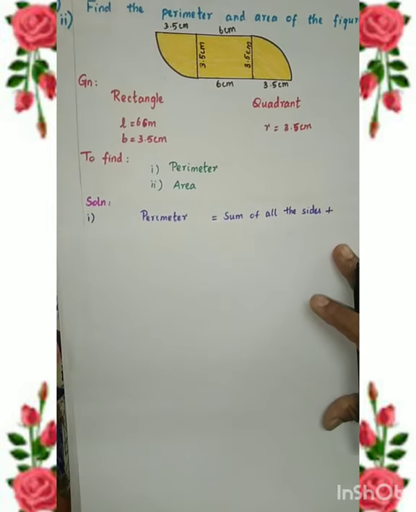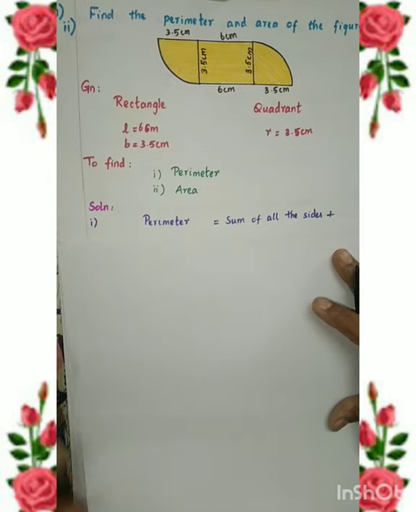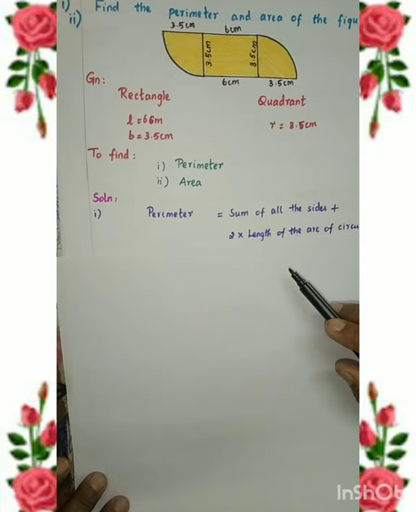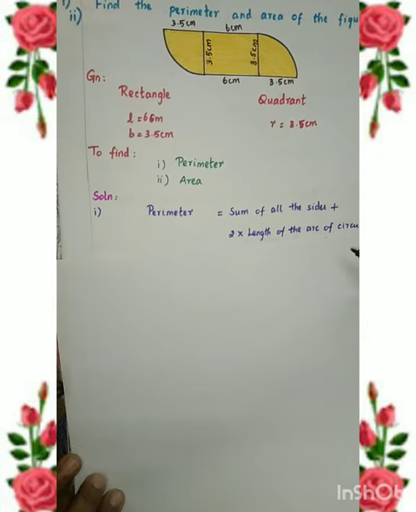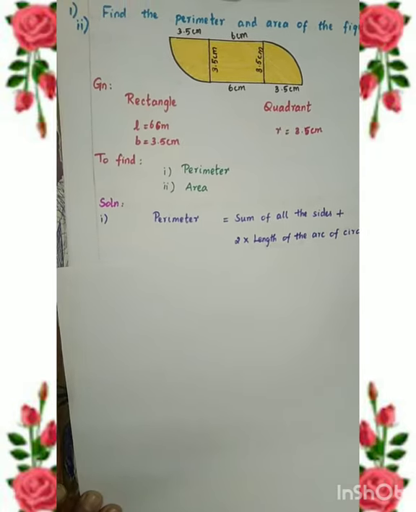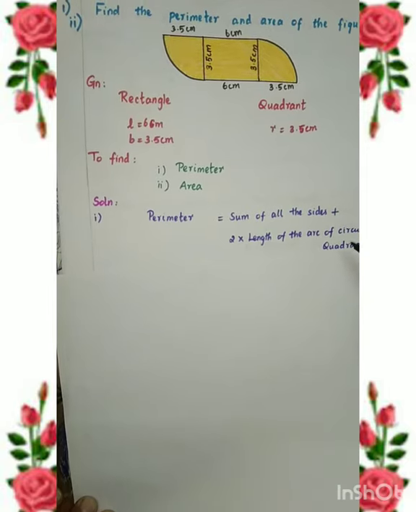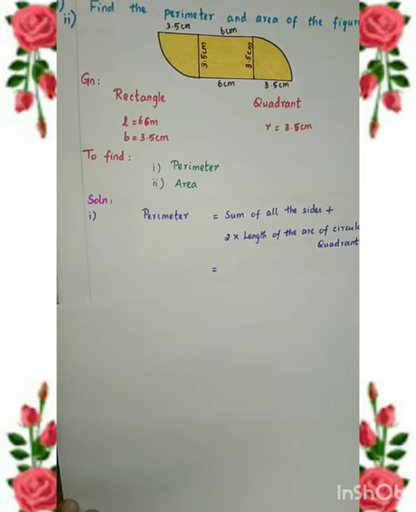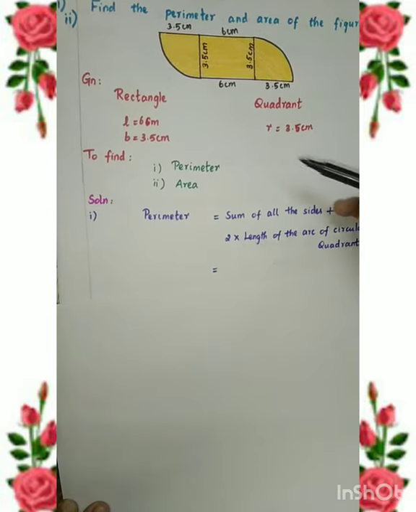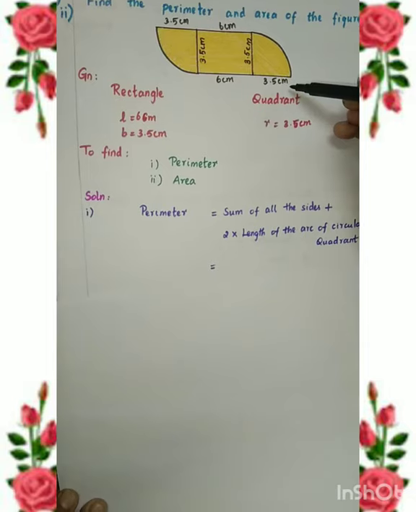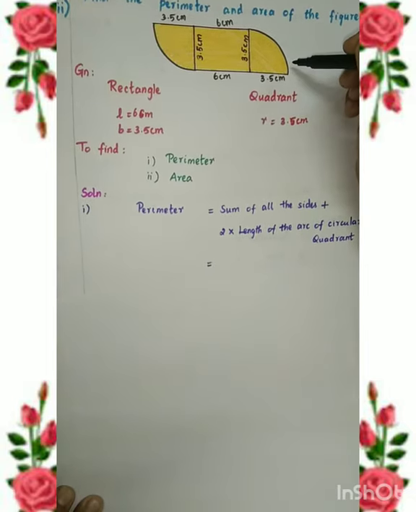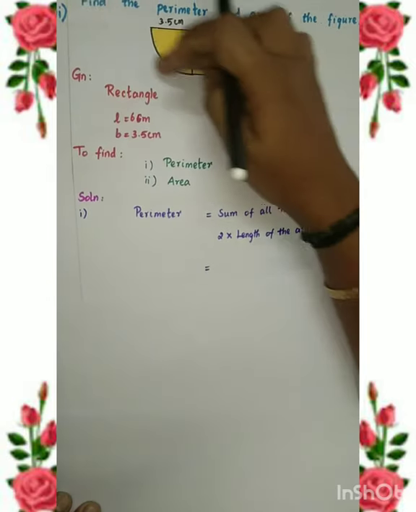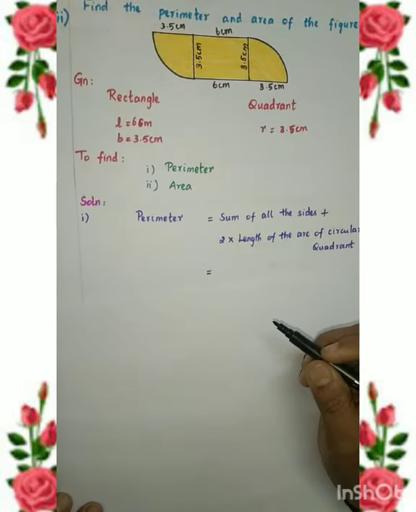Solution. First we will find the perimeter. Perimeter, as we already know, is the sum of all the sides plus 2 into the length of the arc of a circular quadrant. What sides are there? That is 6 plus 3.5, then one arc, then 6, 3.5 and again one arc. That will be the boundary of the figure. So we can add all that.